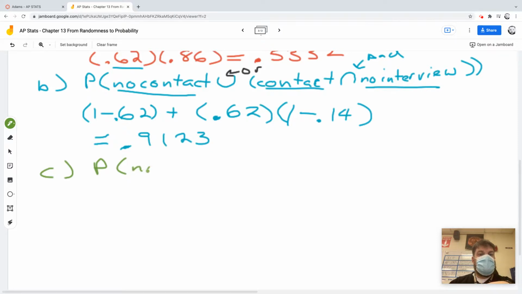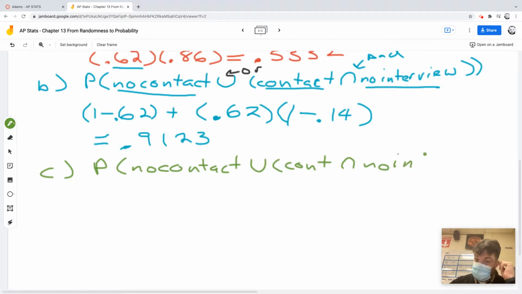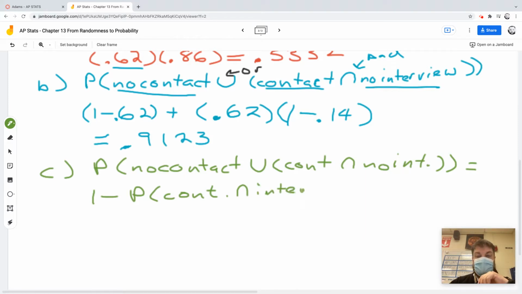So I'm going to write it out, and I want you guys to write it out too, because you kind of need to see this. No contact or contact, I'm going to abbreviate a little bit, and no interview is equal to 1 minus contact and interview. Because I don't think you can get an interview unless you contact them, right?